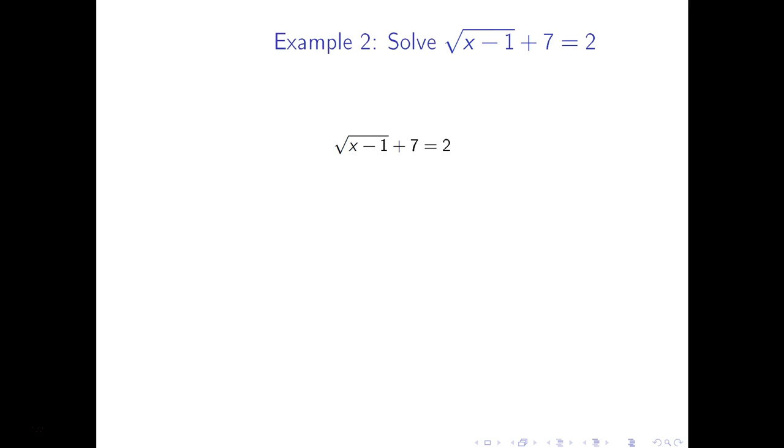Well, let's try this one. Again, I can't just automatically square both sides. The first thing I'm going to want to do is get the square root all by itself. So can you get the square root all by itself?